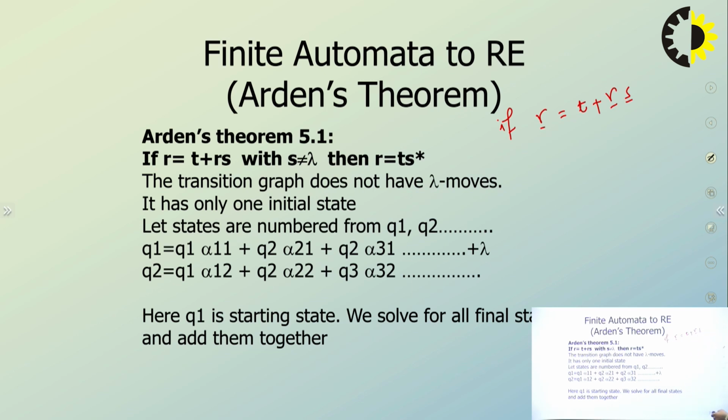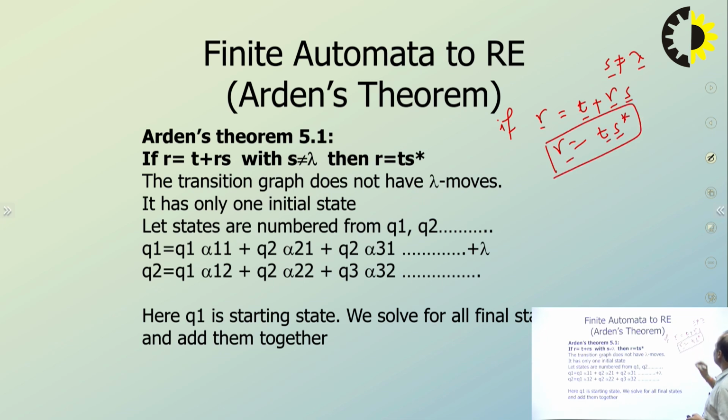If R is a regular expression which can be written as R = T + RS, where T is any regular expression, R is the same thing, and S is not equal to lambda. S should not be empty. This is the restriction on S, right? So if you can write this, then R can be eliminated from the right hand side. Then R = TS*.